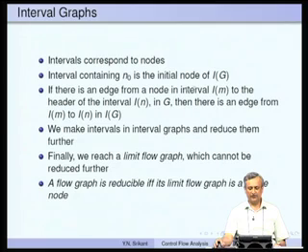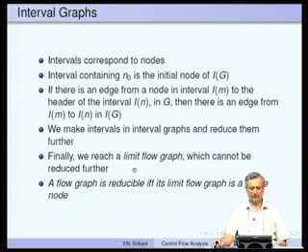The interval containing n0 is the initial node of the interval graph, and if there is an edge from a node in the interval I m to the header of the interval I n in G, then there is an edge from I m to I n. So, this is what I just now said. This is the way we construct the interval graph. We make intervals in the interval graphs and reduce them further.